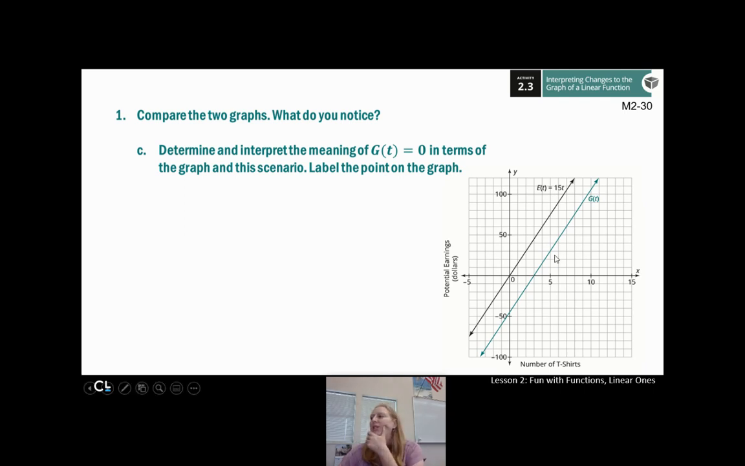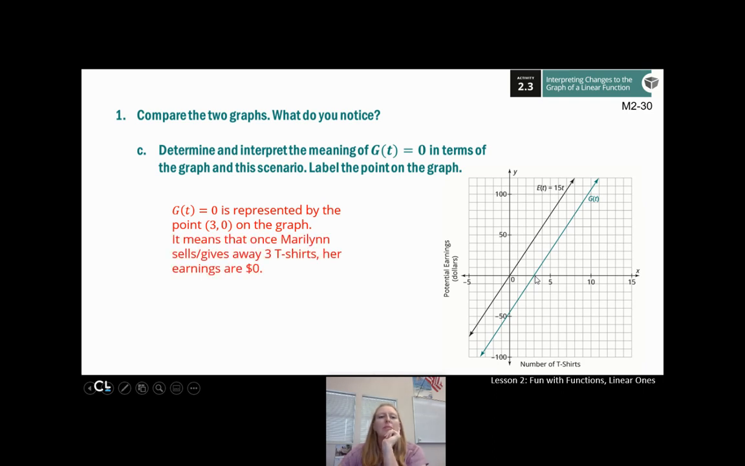So G of T equals 0. When would this function equal 0? Right here, right there, right? That's where it would equal 0. G of T equals 0 is represented by the point (3, 0) on the graph, right there. So it means that once Maryland sells or gives away her 3 t-shirts, her earnings are 0. And it's that point right there. Boom. See, I made a pretty little point. Isn't it pretty? So here's the deal.